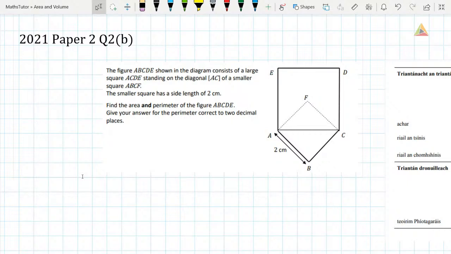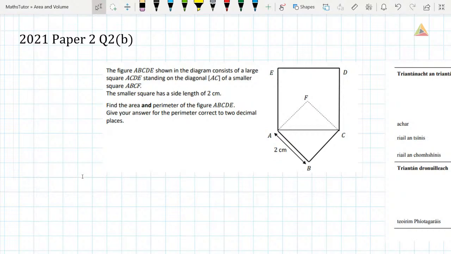This 2021 paper 2 question 2b says the figure ABCDE shown in the diagram consists of a large square ACDE standing on the diagonal AC of a smaller square ABCF. The smaller square has a side length of 2 centimeters. So this time I am seeing units. We have 2 centimeters, so we're just going to remember those units all the way through.